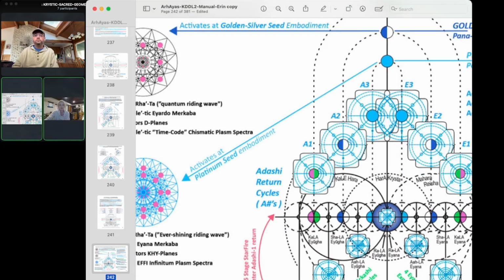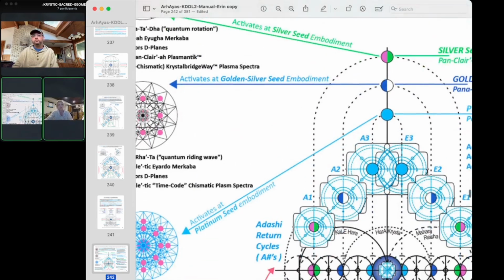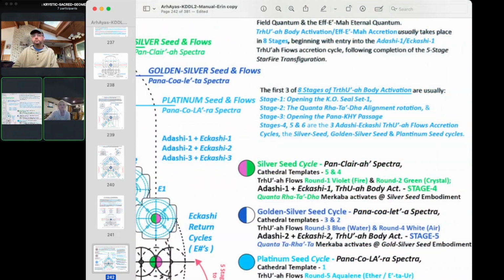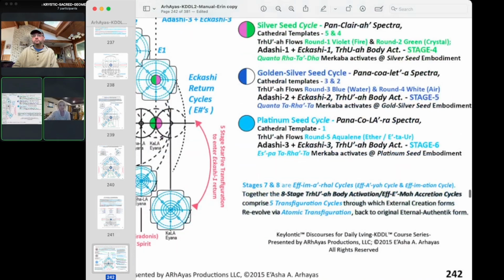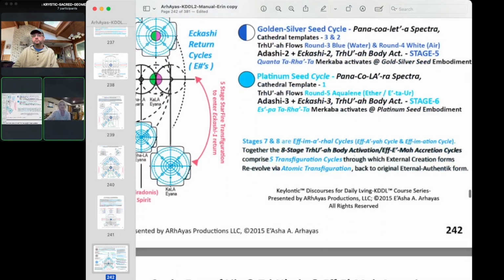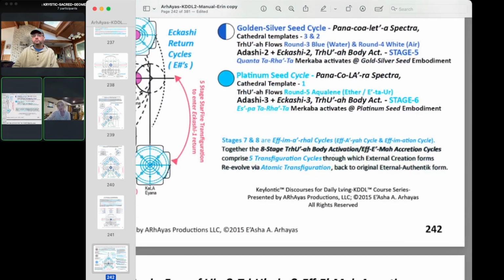So stages 4, 5, and 6 are where we see the Adashi 1, Adashi 2, Adashi 3, and the silver seed embodiments. The 3 Adashi, Akashi, Trua flows, accretion cycles, the silver seed, golden silver seed, and platinum seeds. And then stages 7 and 8 are the ephemeral cycles, the Ephia cycle and the Ephemation cycle.